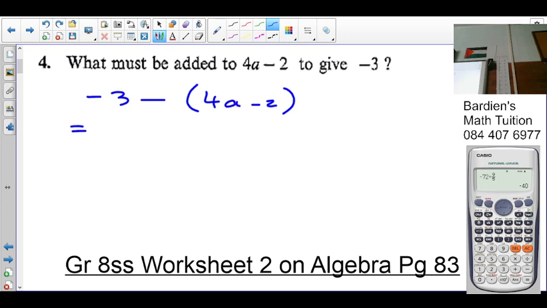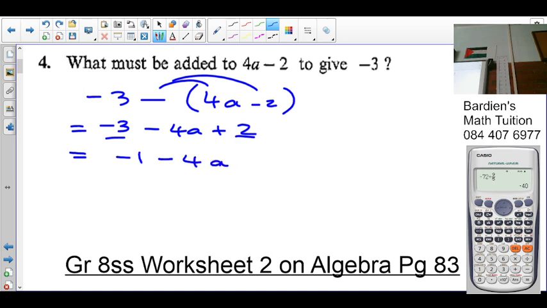So what do we do here? Get rid of the bracket. So it's going to be negative 3 minus 4a plus 2. So that's again like terms. Minus 3 plus 2 is negative 1, minus 4a. So negative 4a minus 1.